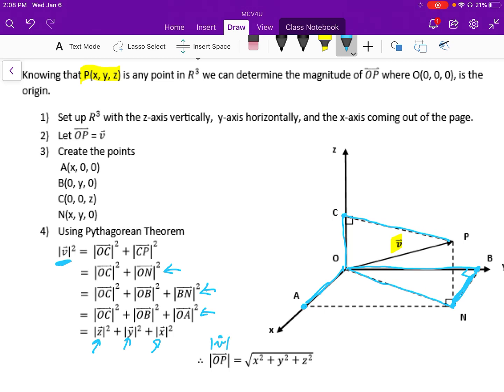When you take the square root, you basically have the same formula that we did in 2 dimensions, except we just add that third coordinate or component in there, okay? So that's the magnitude of a vector in 3D. Nothing earth-shattering, but just the process of how we find it, okay?